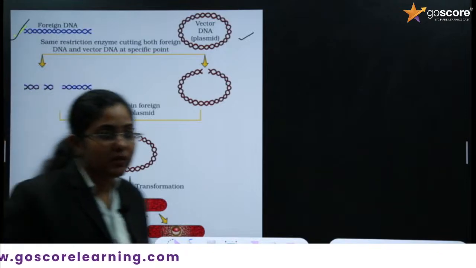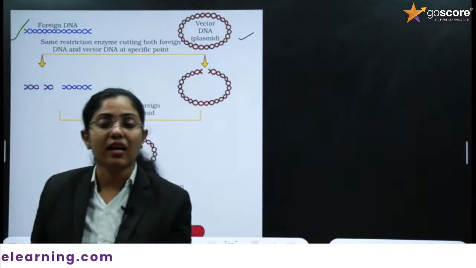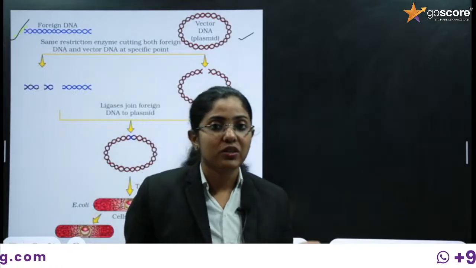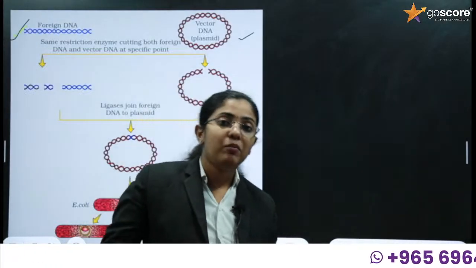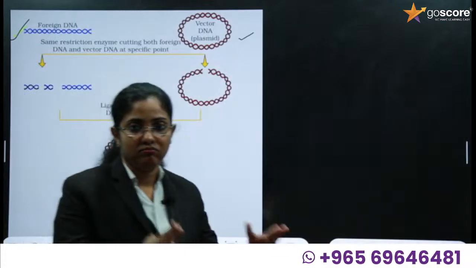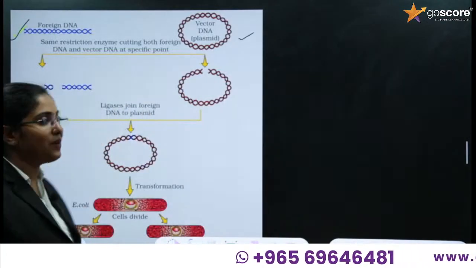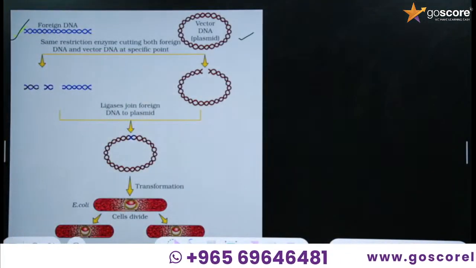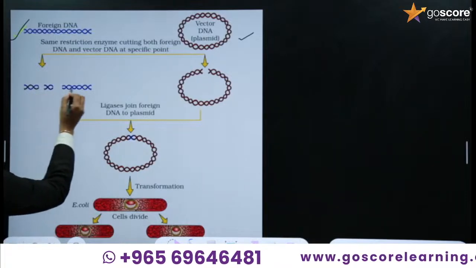If the endonuclease is acting and the palindrome sequences are present, then at that particular site the DNA will be cut. Okay, we can say DNA will be cut. And after that what happens? See, cut ends are formed.